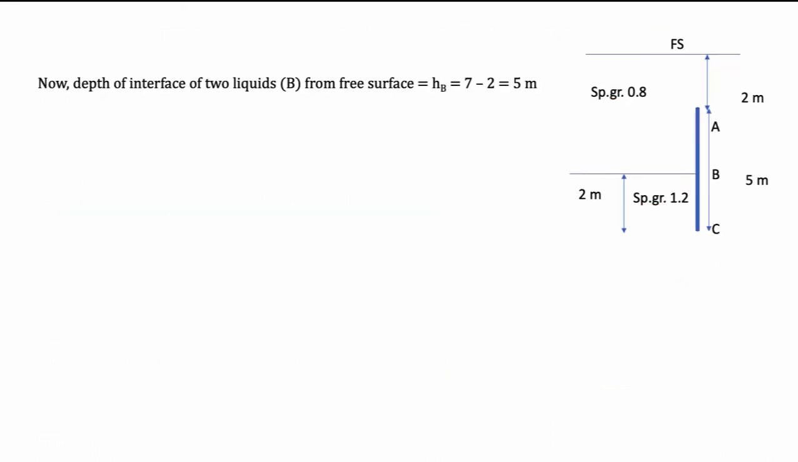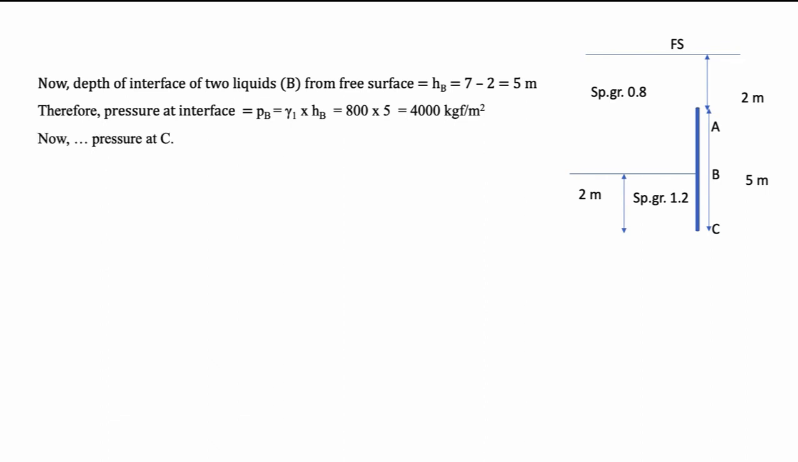Now, let us find out the pressure at B. The depth of interface of the two liquids B from free surface is HB is equal to 7 minus 2, 5 meters. Therefore, pressure at B is equal to gamma 1 into HB, 4000 kg force per square meter. Therefore, the pressure at B is 4000 kg force per square meter. Now, pressure at C. We know it is the sum of pressure at B and the additional pressure due to the lower fluid up to C.